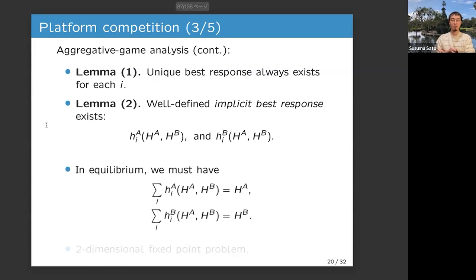Then, in the equilibrium, we must have these two relations. So the sum of implicit best responses given HAI, cap HA and cap HB should be consistent with the original values of cap HA and cap HB. So implicit best responses should be consistent with the value of aggregates. Here, unlike the standard models of platform competition or platform oligopoly, our equilibrium condition is just two-dimensional. Usually, platform competition with M platforms in two-sided markets should feature two times M equilibrium conditions, but we can reduce it to a two-dimensional problem. This makes the analysis easier.